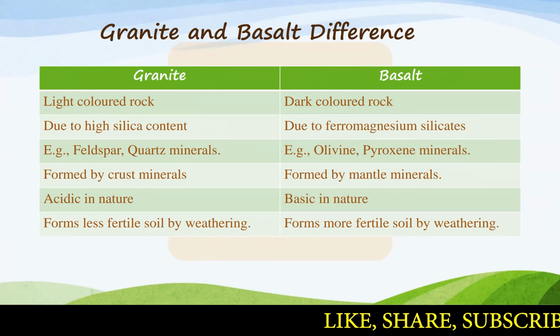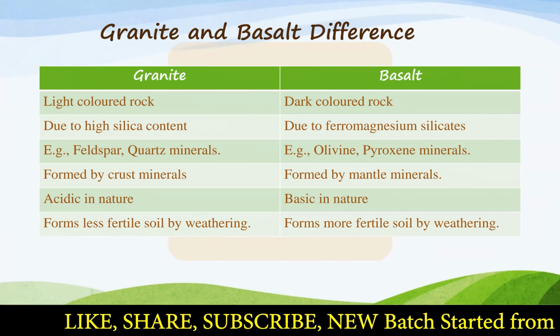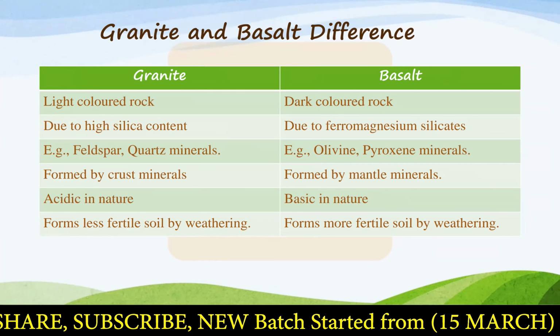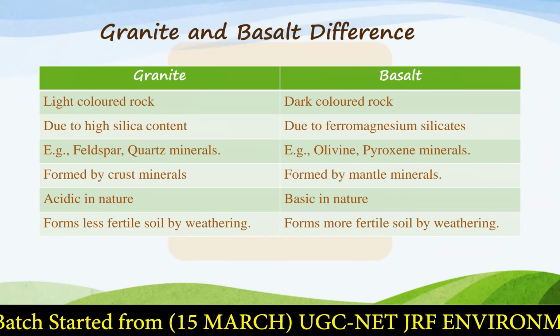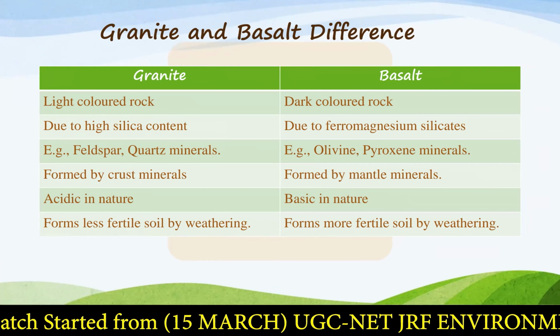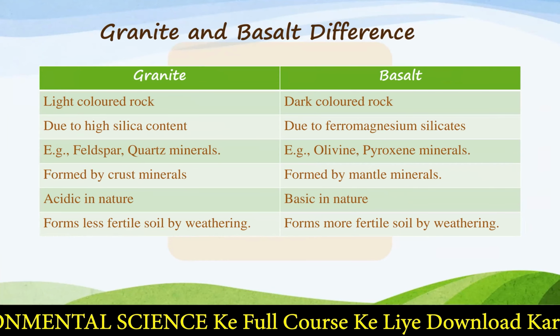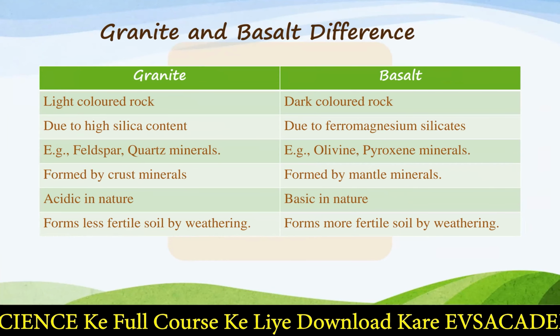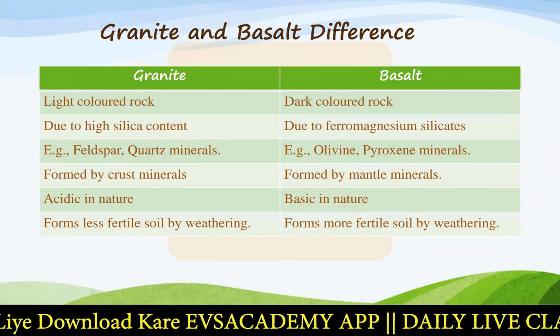Then the very main two types of big rocks, igneous rocks, are the granite and basaltic. So what is the difference between the granite and basalt? Let's see. The granite is a kind of light colored rock, while the basalt is dark colored rock. Why? Because basalt is mainly made up of the clay material or the ferromagnesium material, while the granite is made up of the high silica content, not ferromagnesium material.